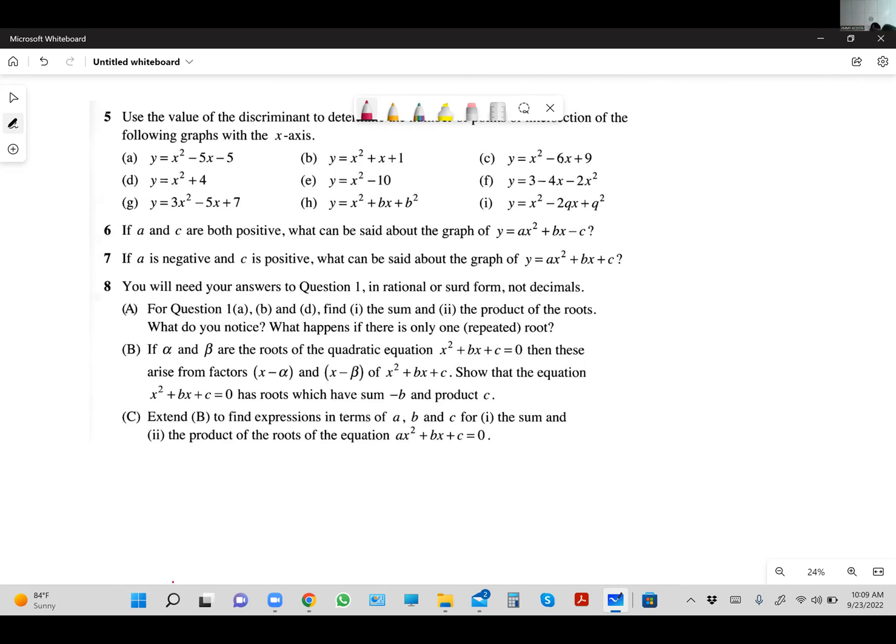It says use the value of the discriminant to determine the number of points of intersection of the following graphs with the x-axis. So all you do is calculate the discriminant for A, and if it comes out to a positive number, then you know it has how many roots? 2. How many x-intercepts? 2. If it equals 0, how many roots does it have? 1. If the discriminant b squared minus 4ac equals 0, it has 1 root. How many x-intercepts? 1. It just touches the x-axis. And if it's less than 0, then it doesn't cross. Does that make sense?